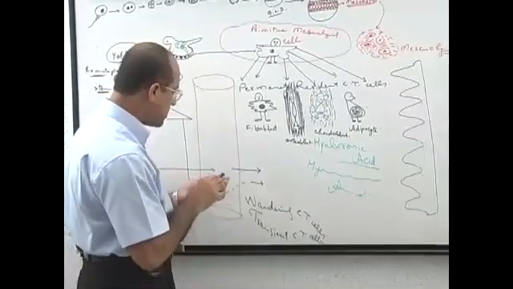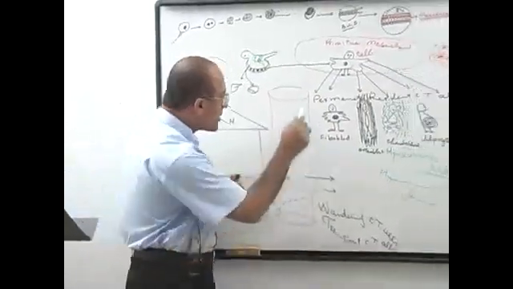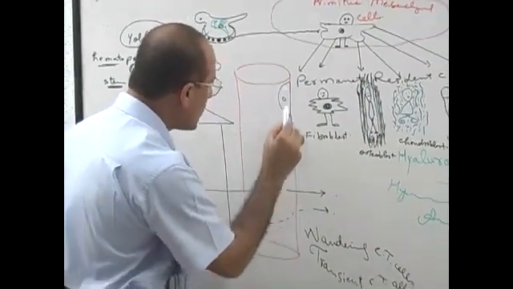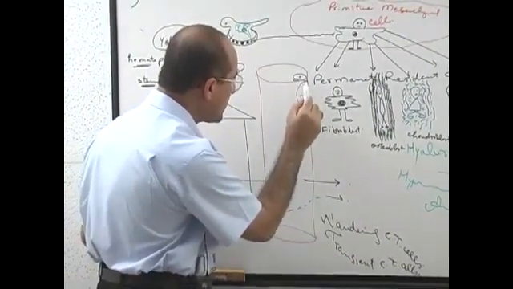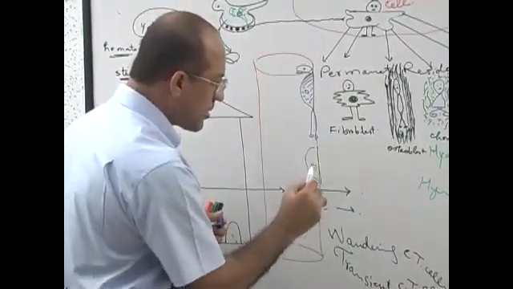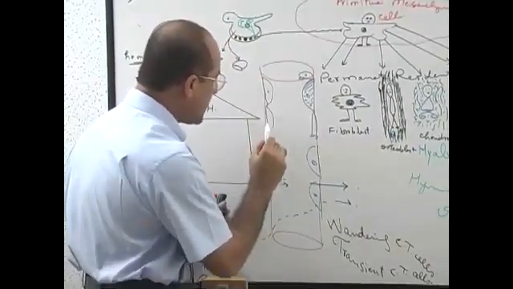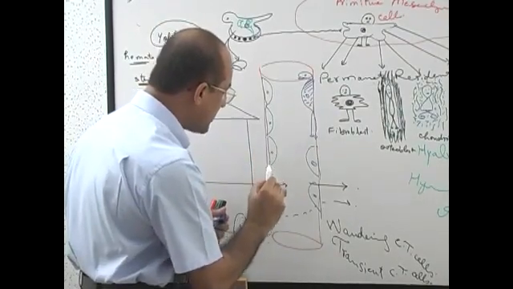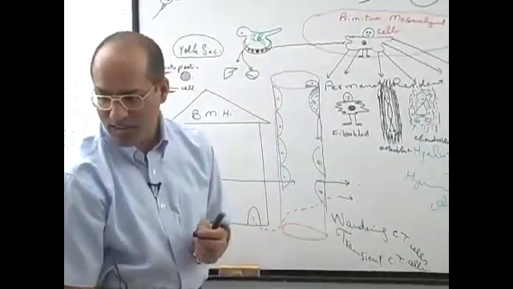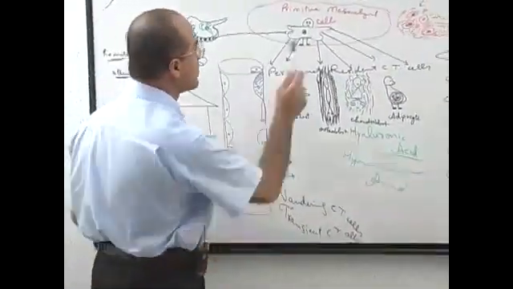Then there is, of course, what type of cells are present within this capillary. This is a capillary. What are these cells lining the capillaries? Capillaries are lined by a special type of cells which are called endothelial cells. So these are endothelial cells. They are lining all the cardiovascular system. These endothelial cells are also derived from this primitive monkey.